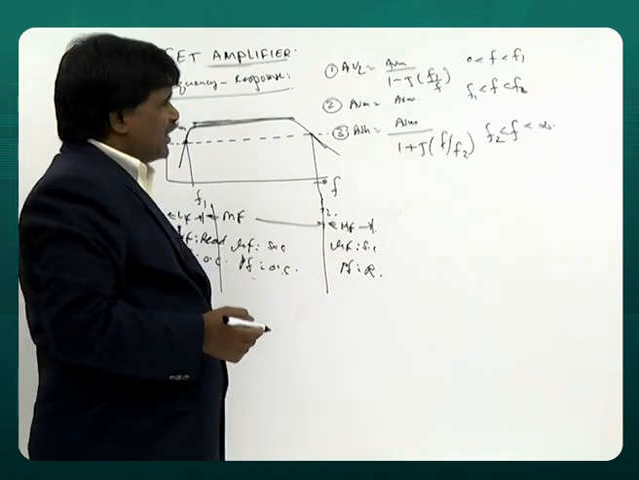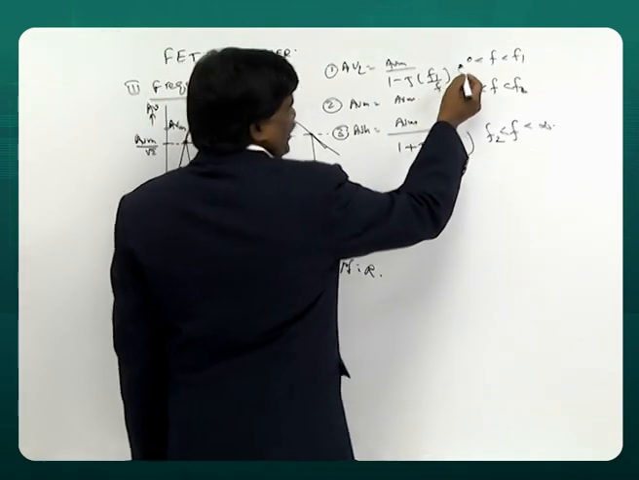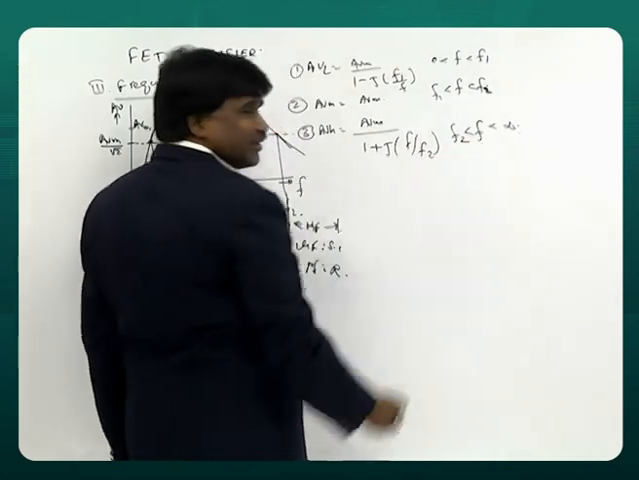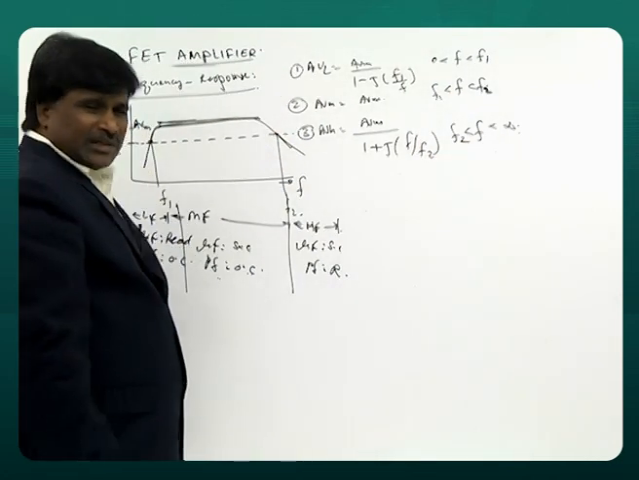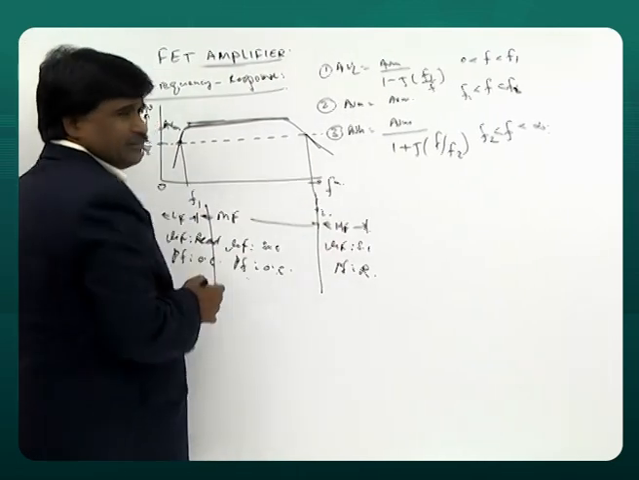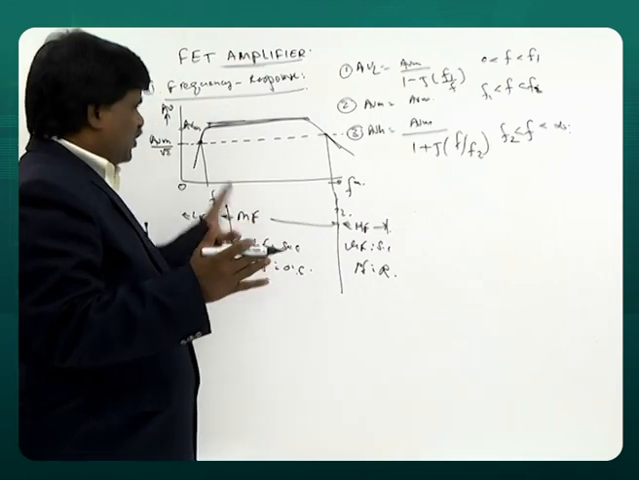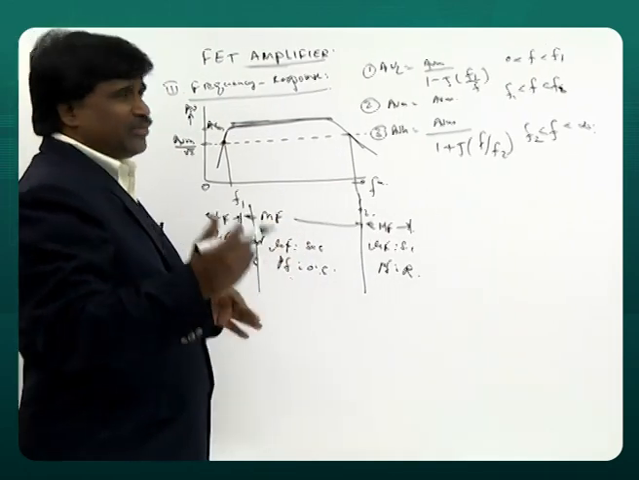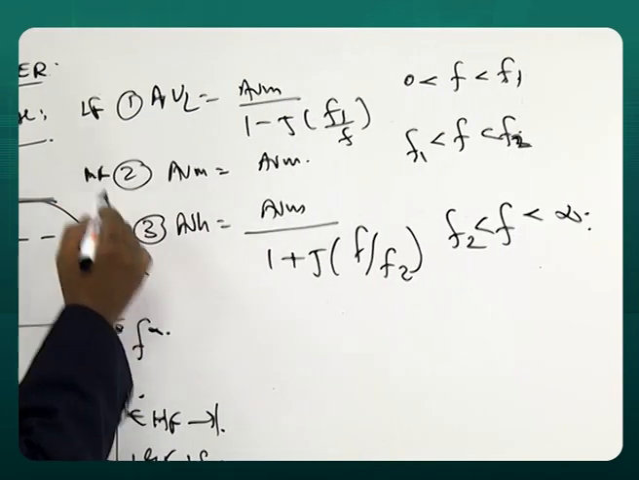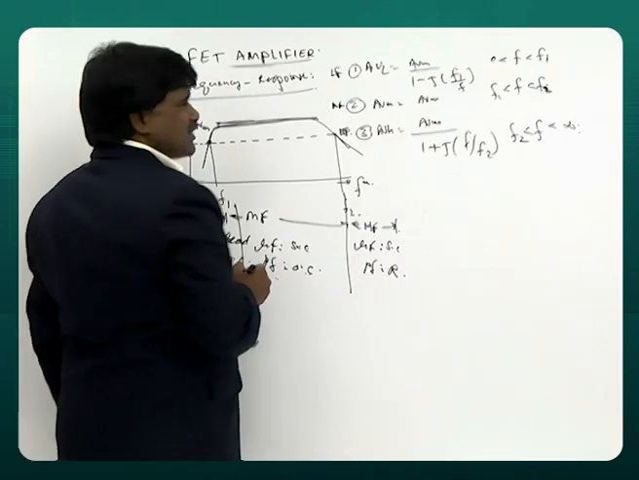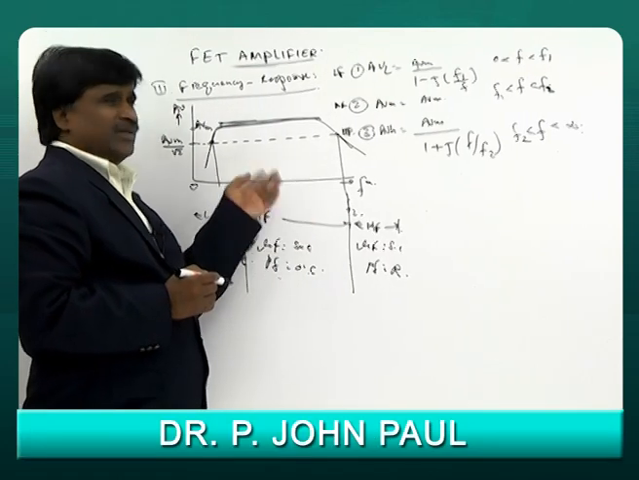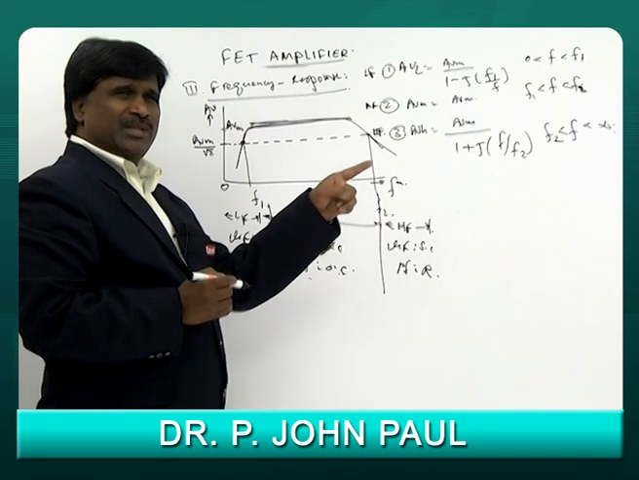So what a beautiful idea I want to teach you. It's starting from 0 to F1, then F1 to F2, then F2 to infinity. That means you are really starting from 0 to infinity. And the whole frequency range is divided into three parts. AVL means low frequency, this is mid frequency, this is high frequency. So what you have qualitatively, you have quantitatively. That's called mathematical treatment.